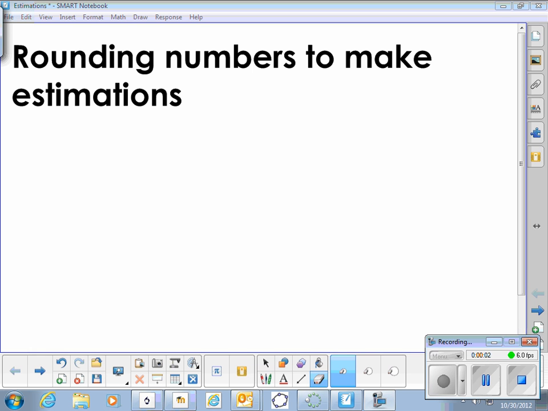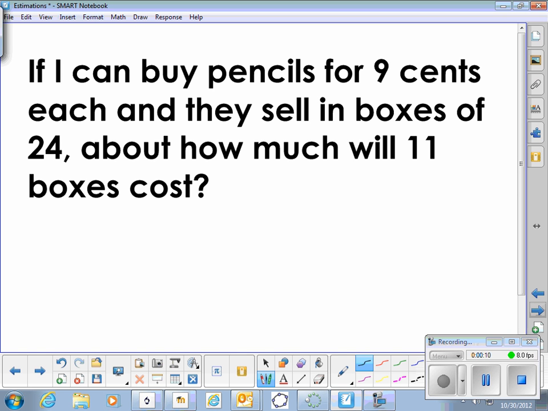This video clip is going to explain how to round numbers to make estimations. Give you some examples. Say you're going to buy pencils for 9 cents each and they sell in boxes of 24. About how much will 11 boxes cost?